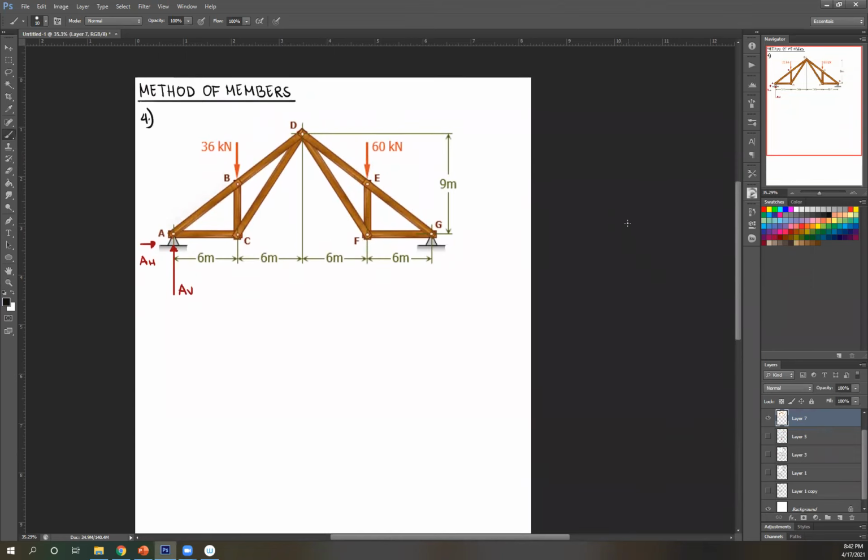Once again, the goal is to get these two and then find the force in AB and AC. This is AB, force AC here. Let's try.